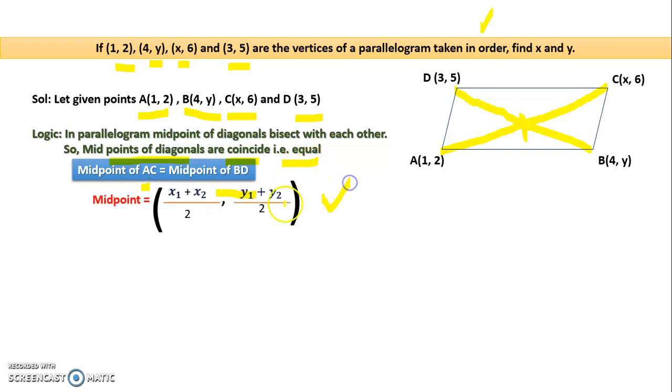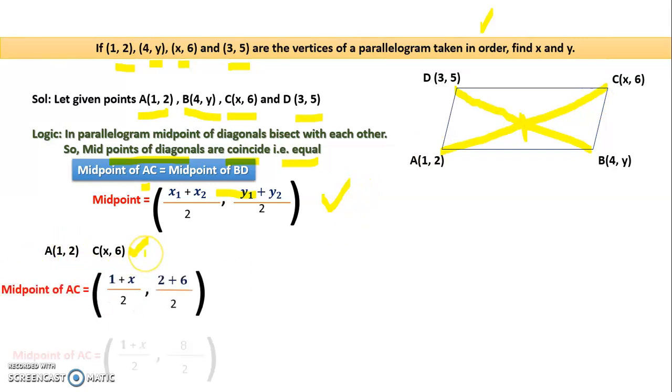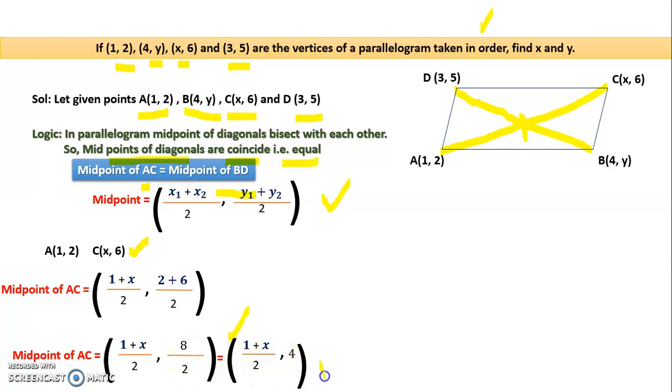Already the midpoint formula is (x1 plus x2) by 2, (y1 plus y2) by 2. For A and C, the coordinates I have taken here are (1, 2) and (x, 6). So I substitute the values in the formula. We get the midpoint ((1 plus x) by 2, 8 by 2). That is the midpoint of AC. By reducing the terms, you get ((1 plus x) by 2, 4) as the midpoint of AC.